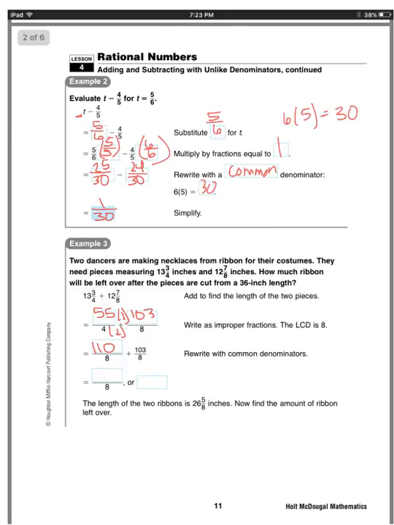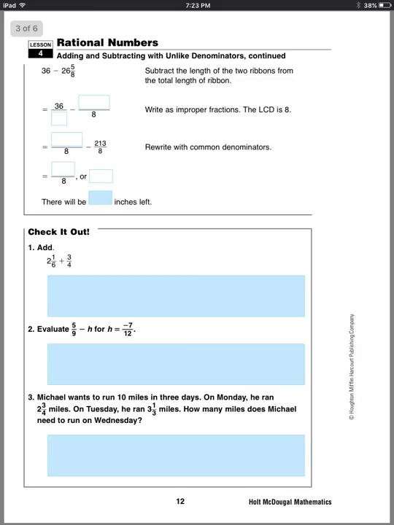Then we can add 110 and 103, and we get 213 over 8, and if you were to divide that out, you get 26 5/8. So the length of the 2 ribbons is 26 5/8 inches. Now find the amount of ribbon left over, because they want to know if I add these 2 pieces of ribbon together to make my necklace, how much do I have left over from a 36-inch piece of ribbon? So we take the 36 minus the 26 5/8.